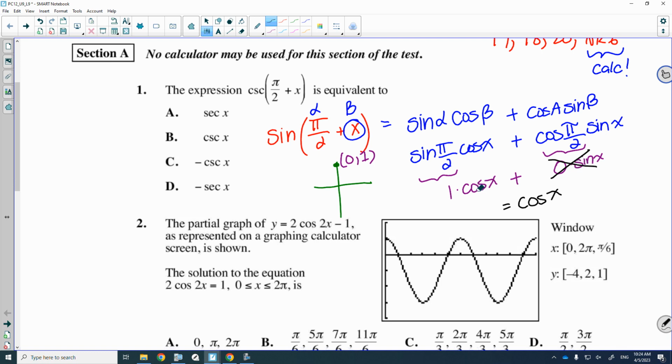Now, that would be the answer if the trig ratio was sine, but the trig ratio is cosecant, which means what do I have to do with this answer? This is over 1. So this answer is 1 over cos of x, right? And 1 over cos of x is secant of x.